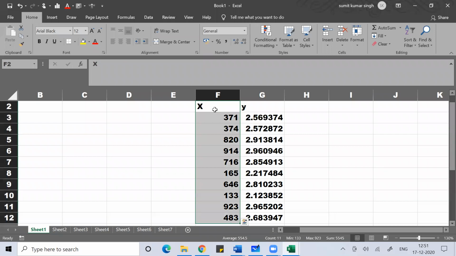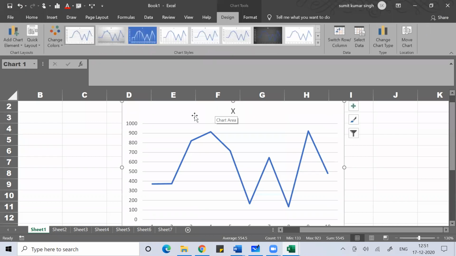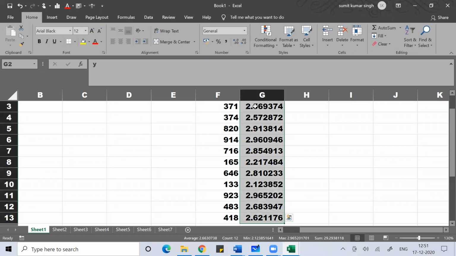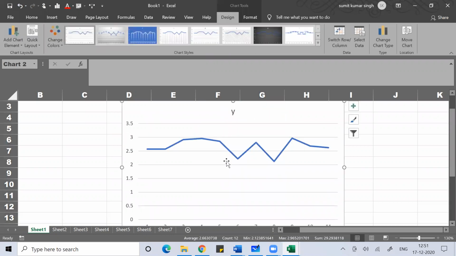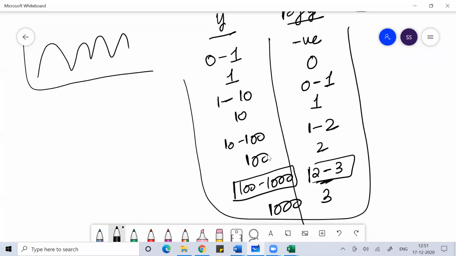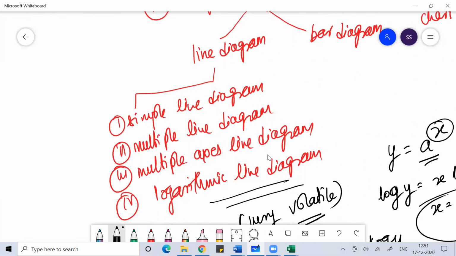If you plot the graph of x, you can see this graph is very volatile, while if I plot the graph of y, you can see this curve is much smoother. That is why we use logarithmic line diagram. The purpose of using a logarithmic line diagram is to analyze a variable which is very volatile in nature. Okay everyone, is this clear?